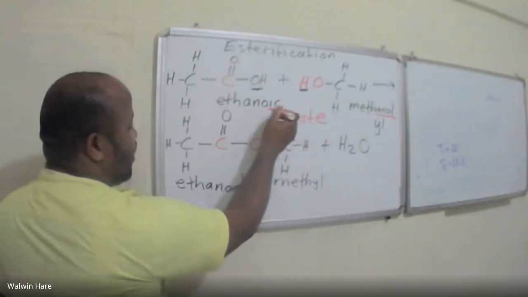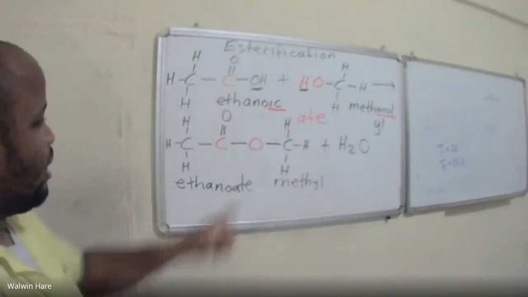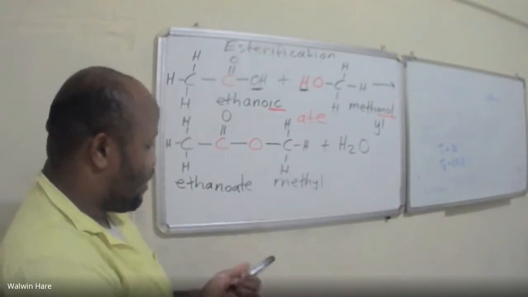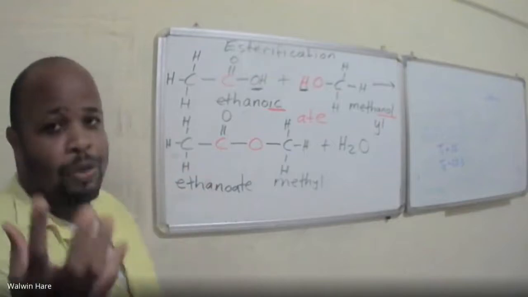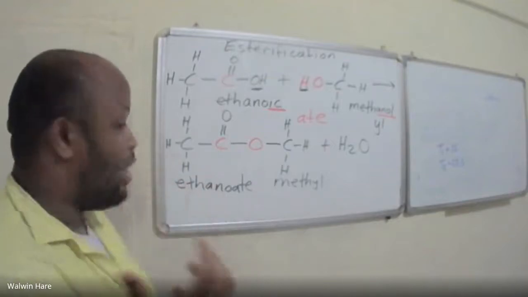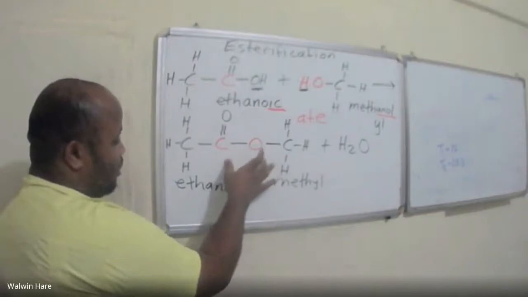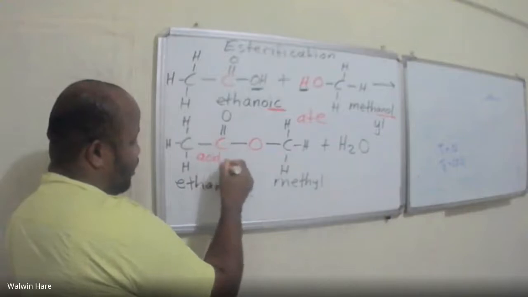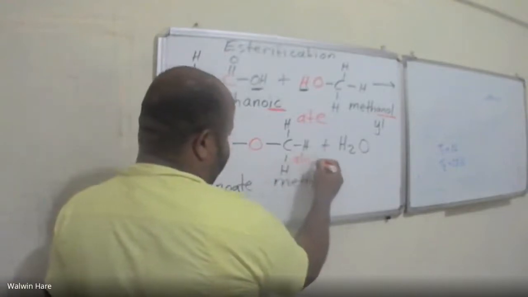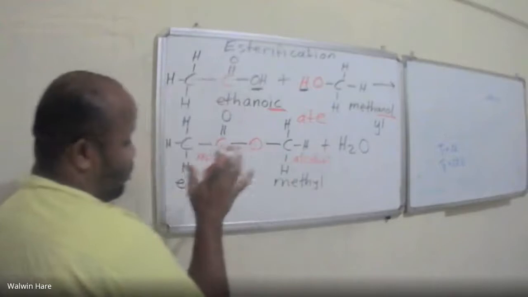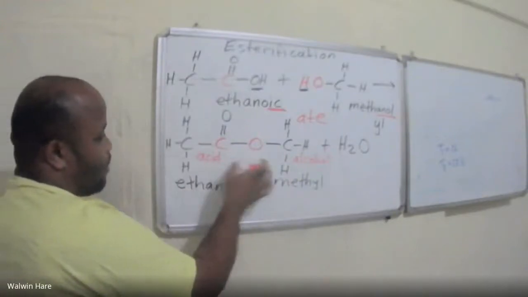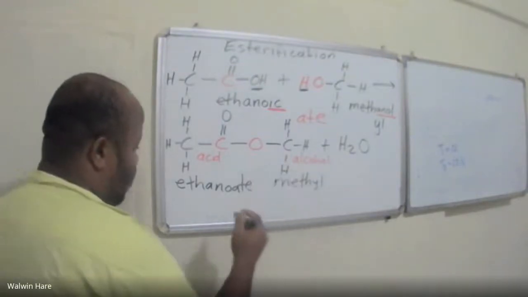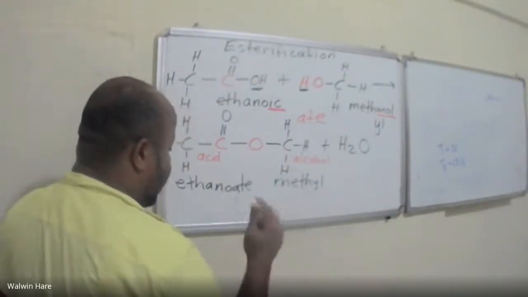All right, so we take off the IC and add ATE. The alcohol portion will come first in the name. If you notice in this structure, it's the acid part, then the alcohol portion. That is the structure for the ester. The acid comes first, then the alcohol. But when you're naming it, the alcohol will appear first in the name.